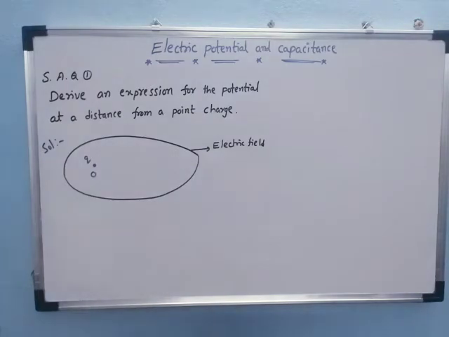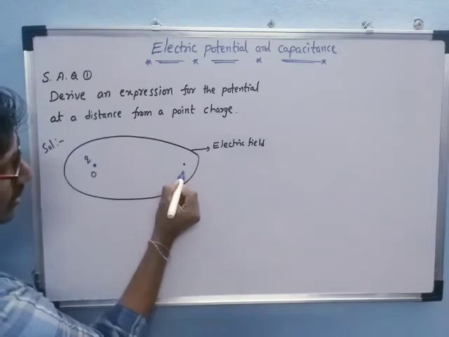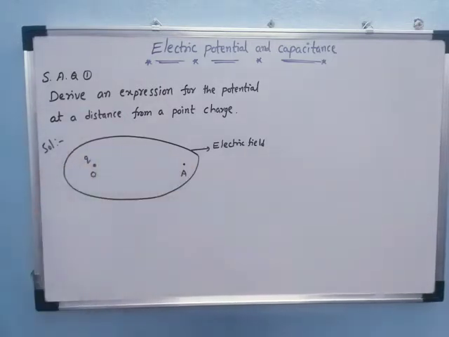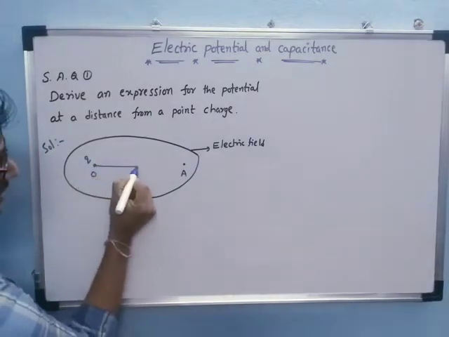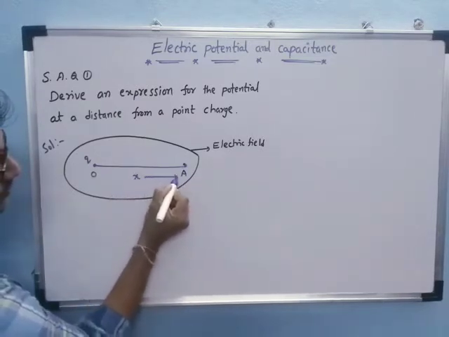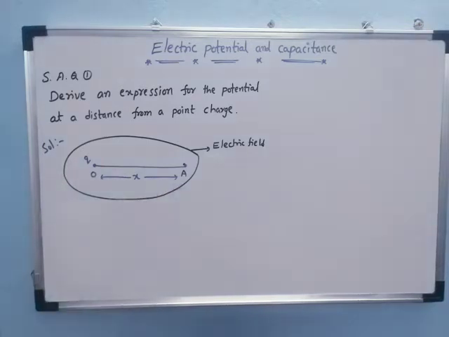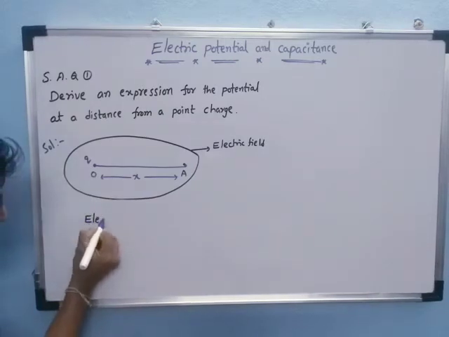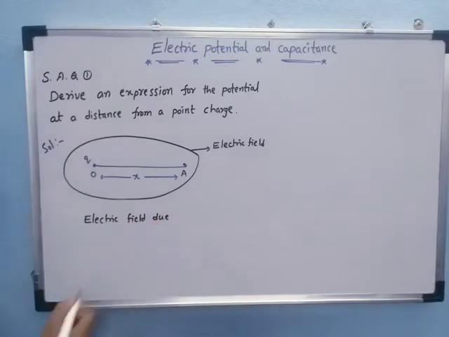Now let us consider a point A in the electric field, at a distance x from point O. Then the electric field due to the positive charge q.